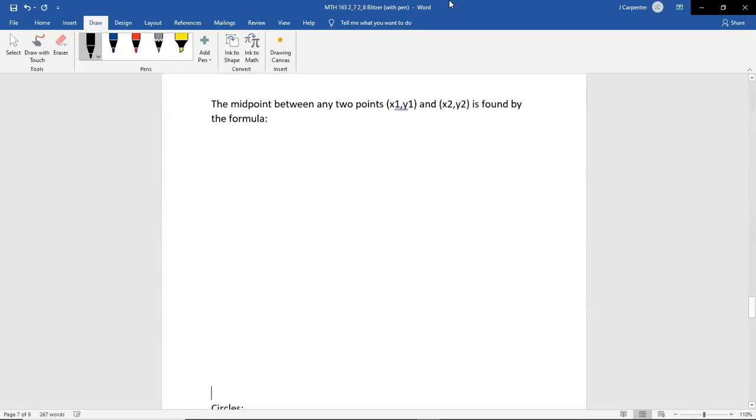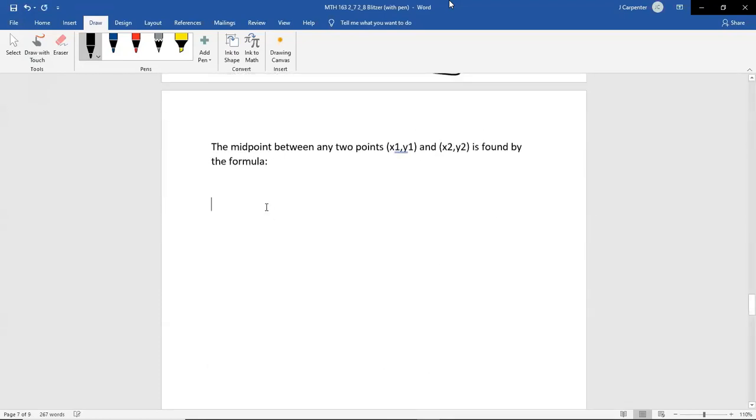Next up, we're about halfway through it. Halfway, midpoint. Mid means half. Midpoint is halfway between 2 points. Again, subnotation here, x1, y1, and x2, y2.